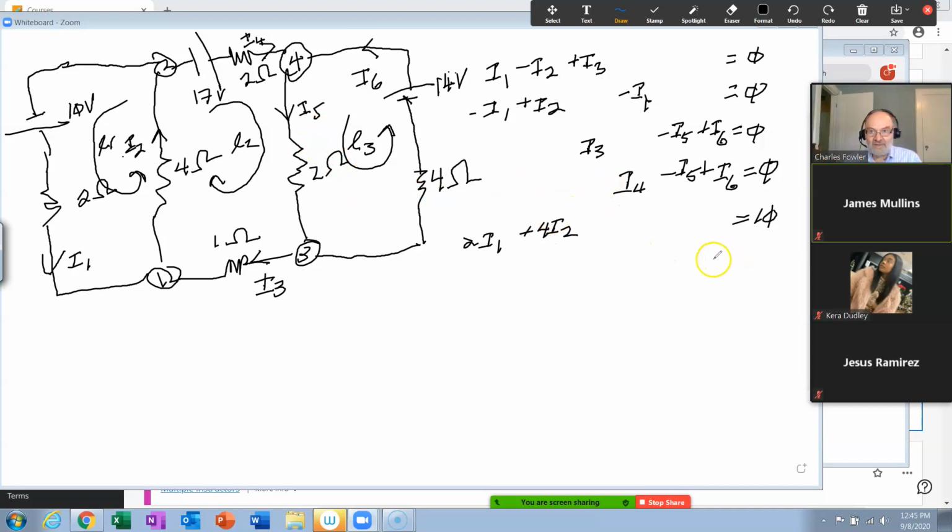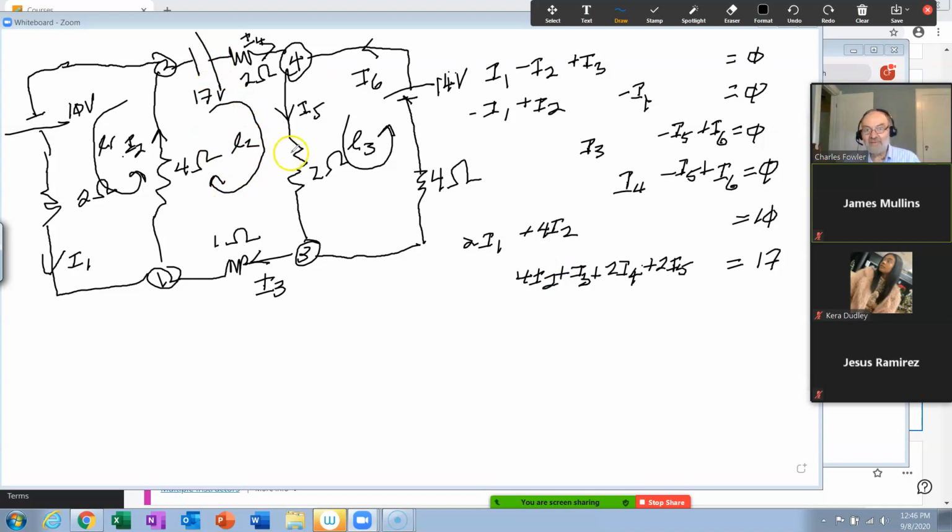You've got 17 over here is your voltage in the second loop, and here we have a 2I4, here we have a 2I5, and here we have an I3 here. So those are, oops, and then we have a 4I2 here. All right, these are our voltage drops around that loop.